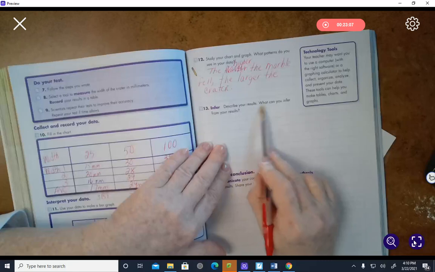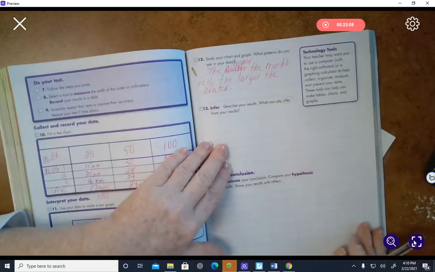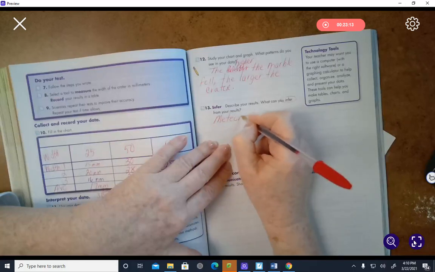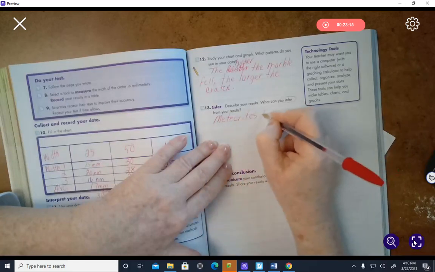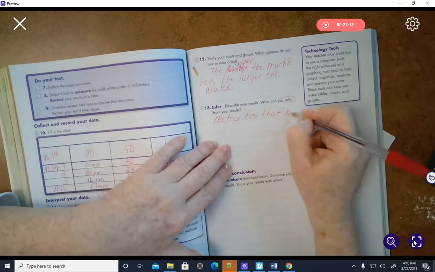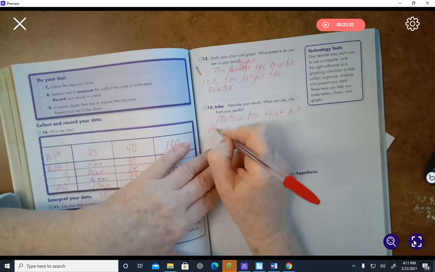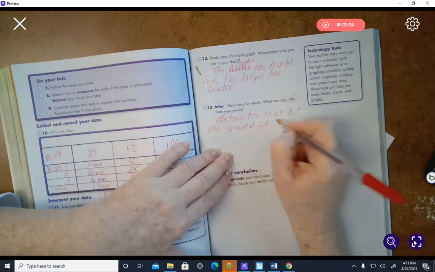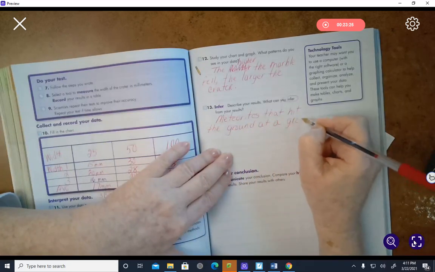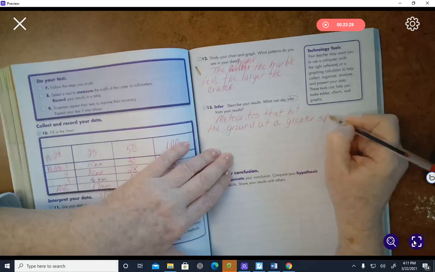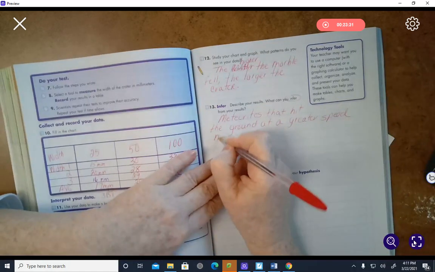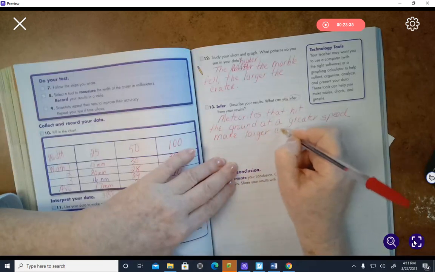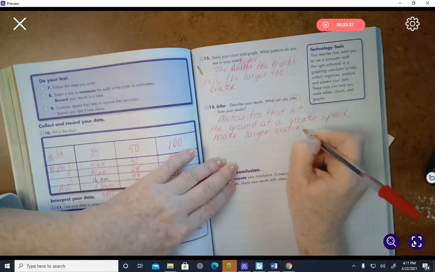Describe your results. What can you then infer from our results? That meteors or meteorites that hit the ground at a greater speed make larger craters. Okay.